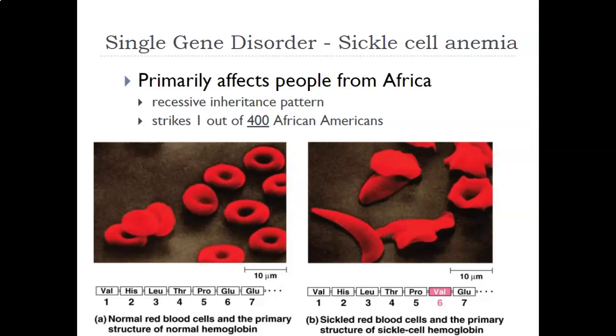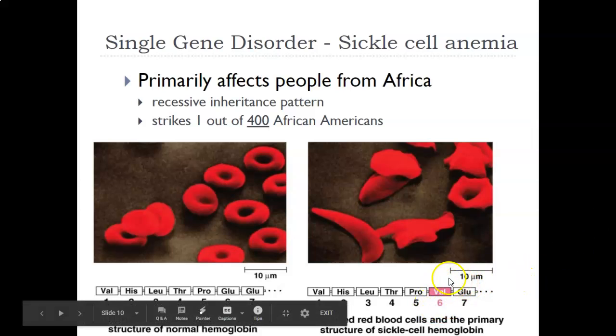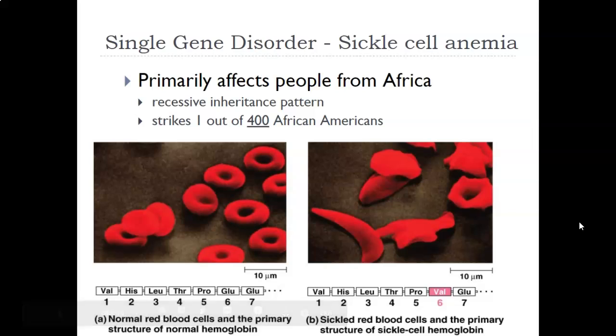The cause of sickle cell anemia, like I said, is a single gene disorder, so it actually only affects one singular amino acid. It is a point mutation. One single nucleotide changes, and it leads to one change in the amino acid, and it leads to this disorder.